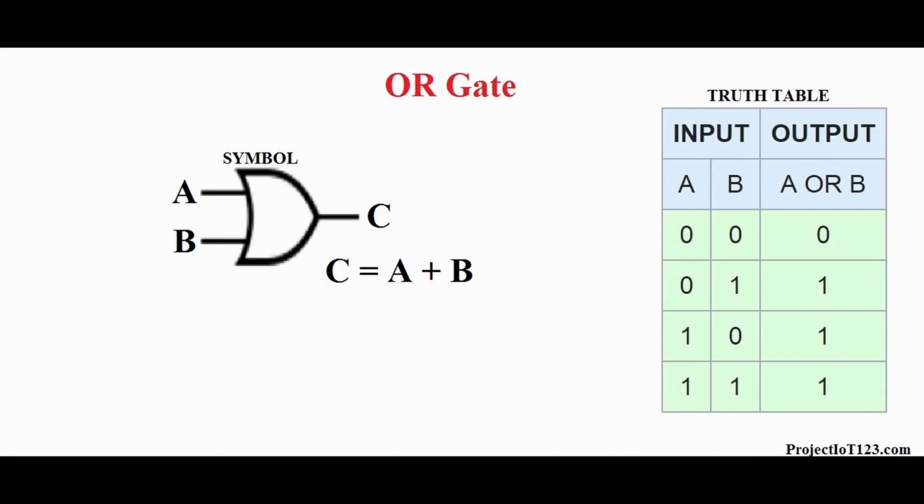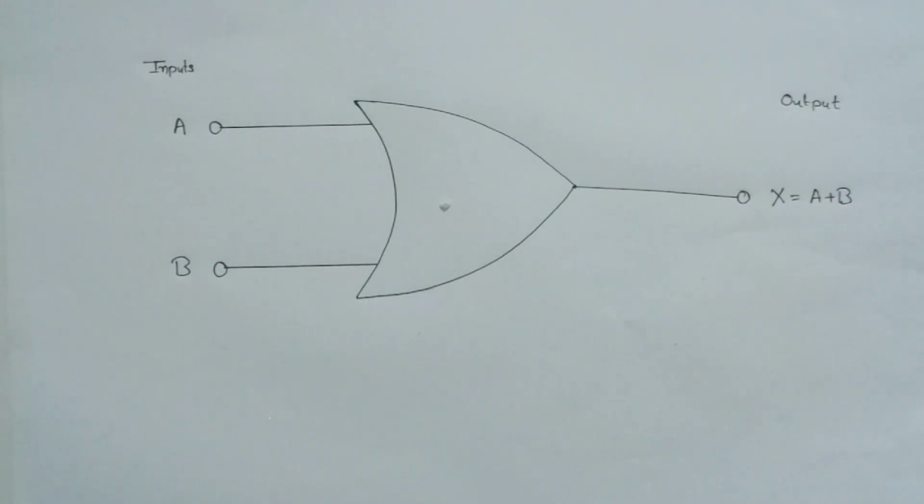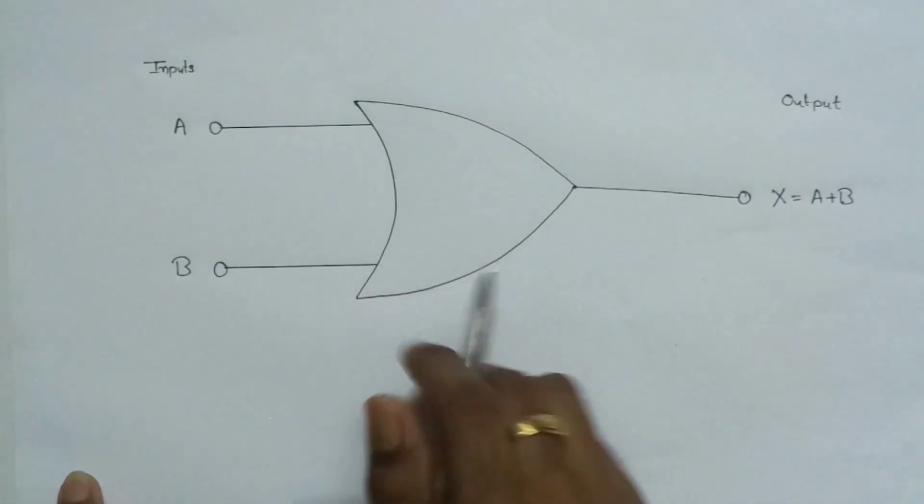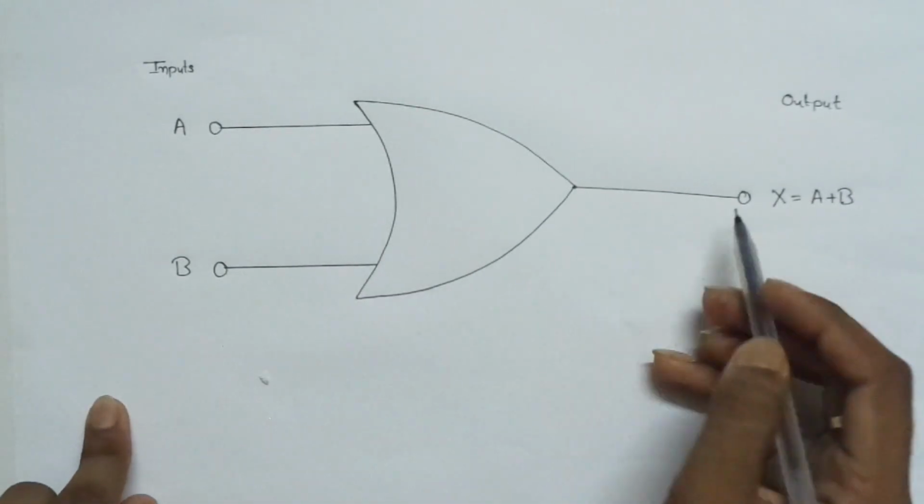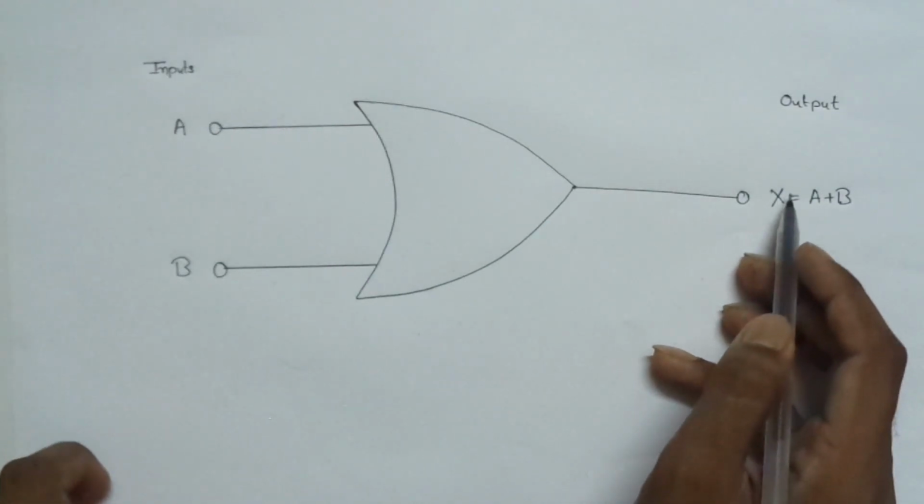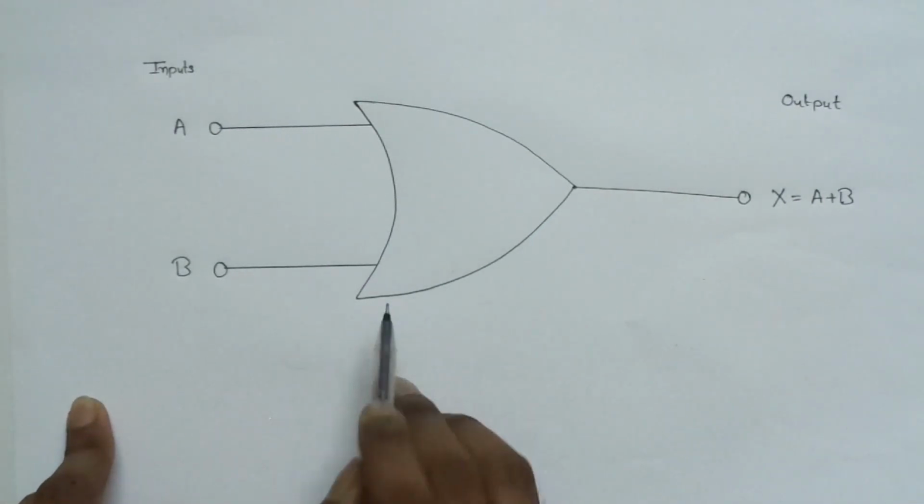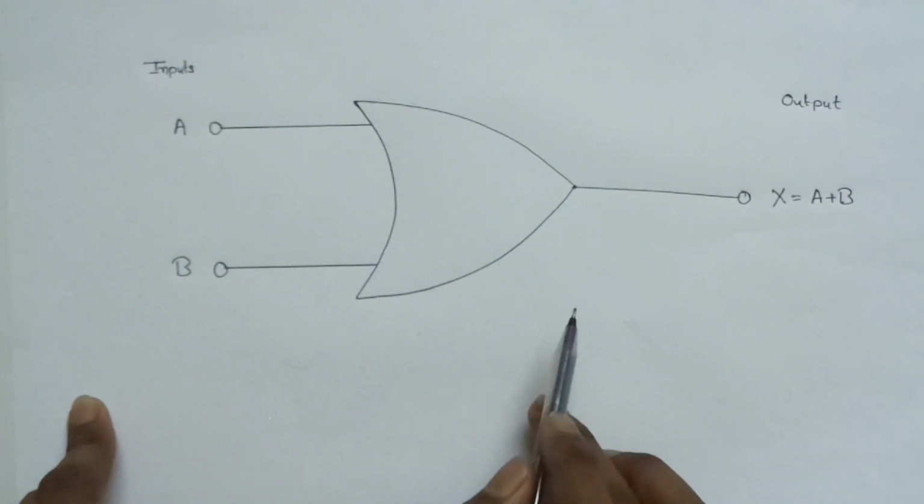OR gate, as the name suggests, the output of the logic circuit will be high if at least one of the inputs of the circuit is high. This is the logic diagram of the OR gate. Here we can see that it has two input terminals A and B and one output terminal X, from where we get the output. So this is the logic diagram of a two-input OR gate.